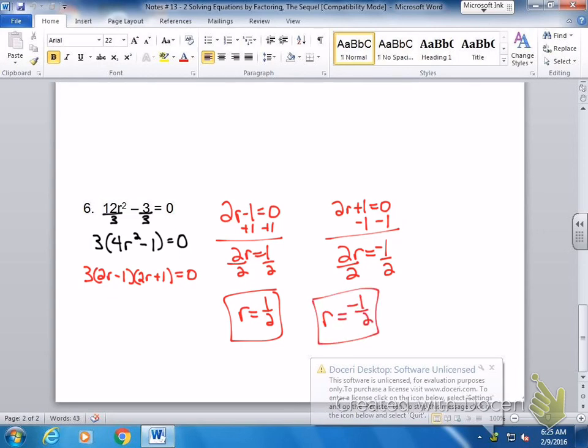So not a whole lot different from yesterday. You do need to watch out for GCF and difference of squares today, whereas you didn't have to yesterday.